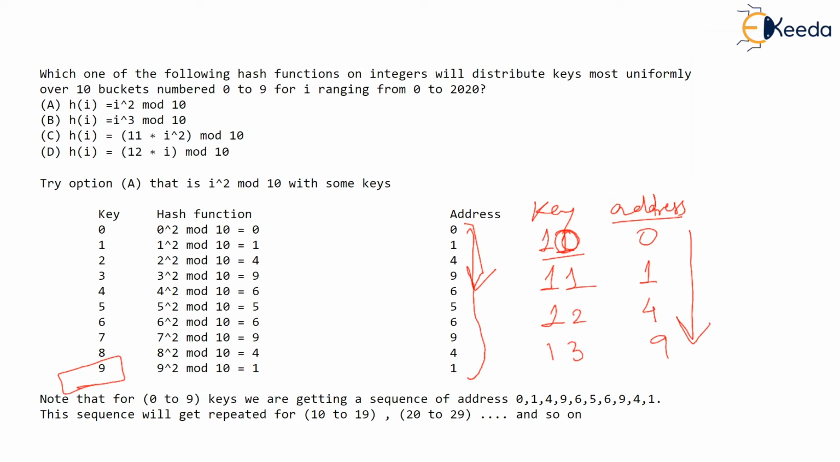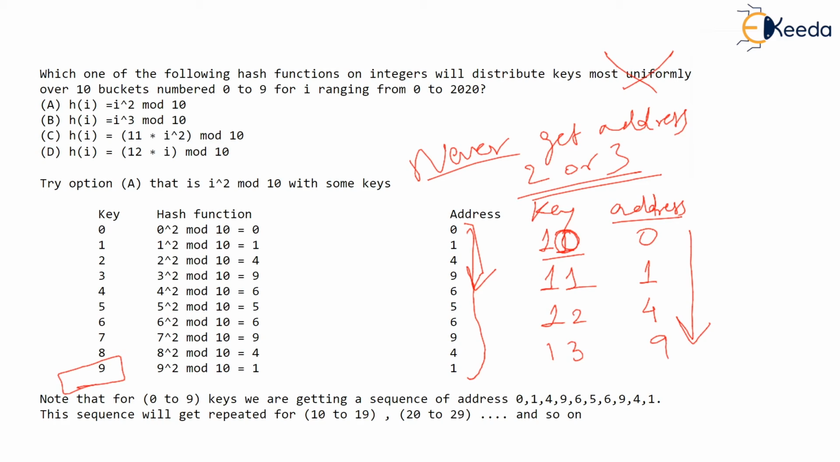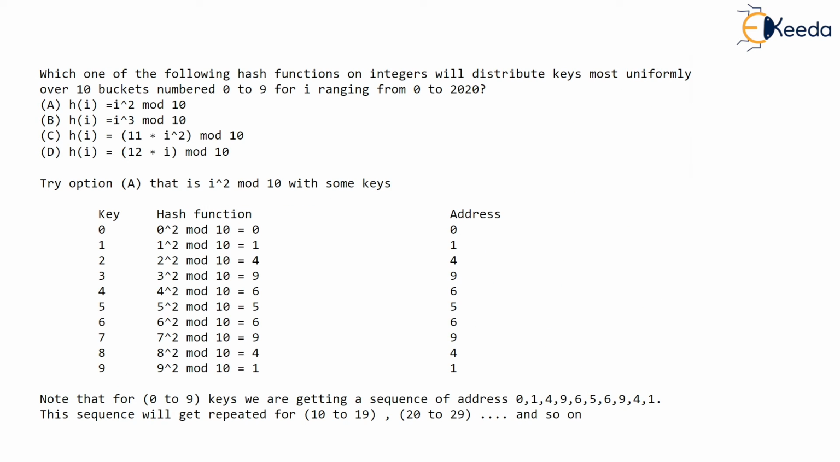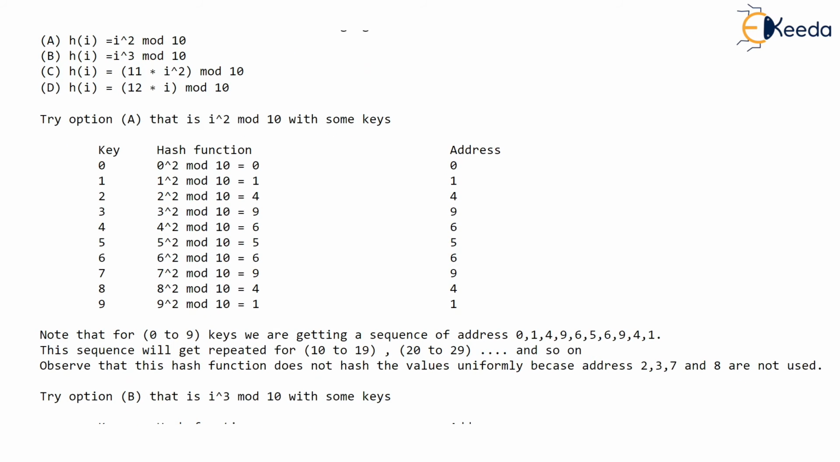That means up to 2020, we are never going to get the address 2, or 3. That means 2 or 3 addresses will remain vacant. And that's not uniform, isn't it? That means i square mod 10 is not the ideal function for uniform hashing. I hope you have understood this repeating sequence here. Try it on your own. If you take the next key 14, its address naturally will be 6. So option A can't be the ideal option over here.